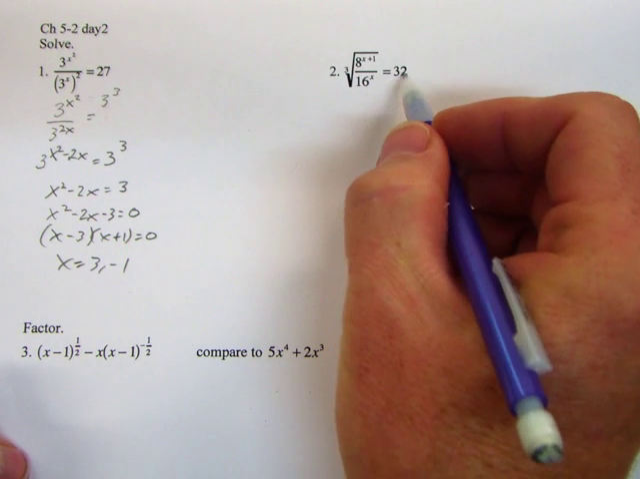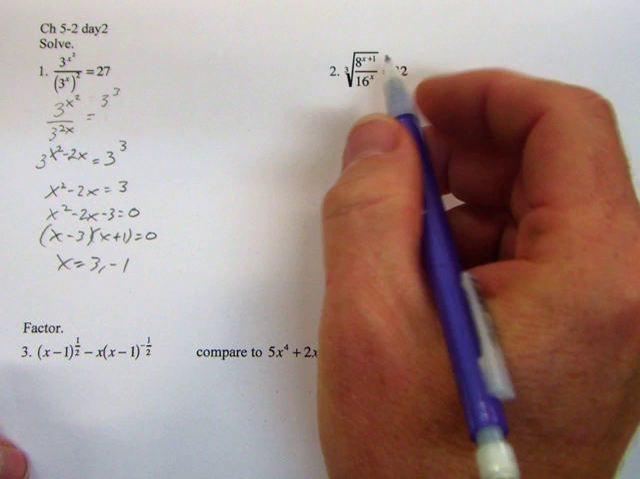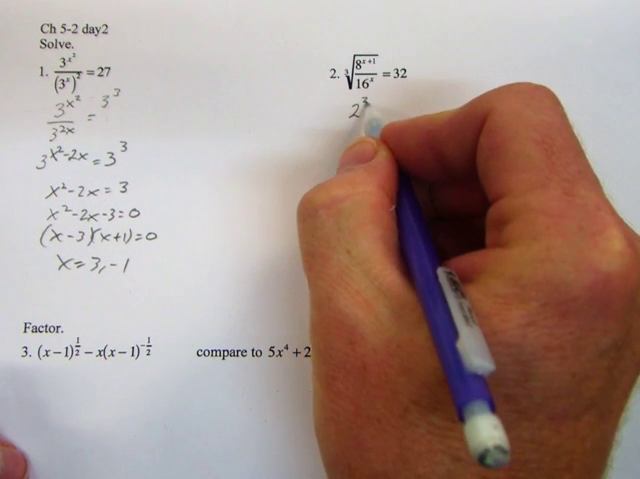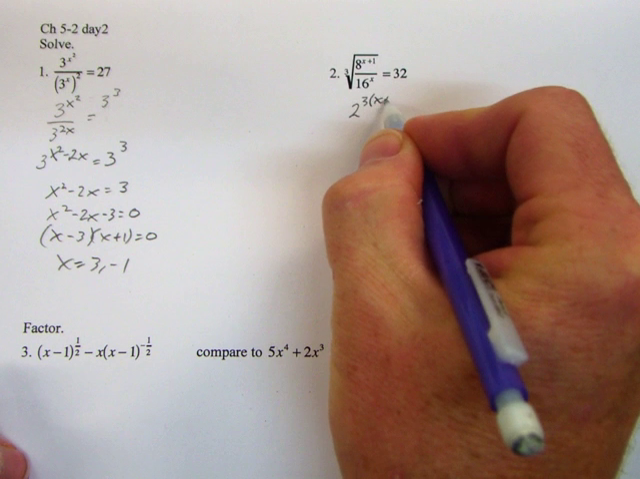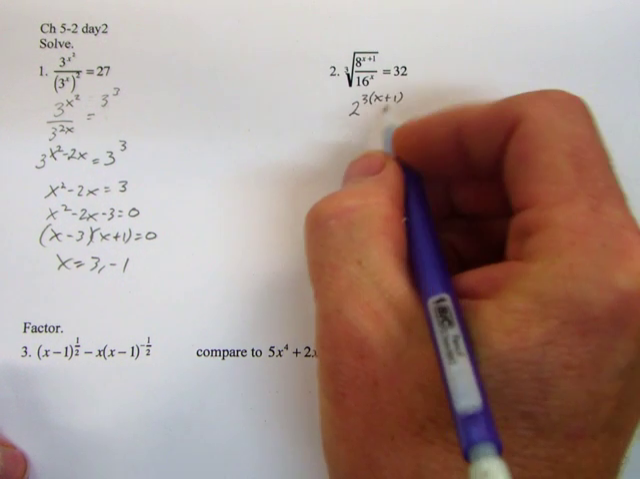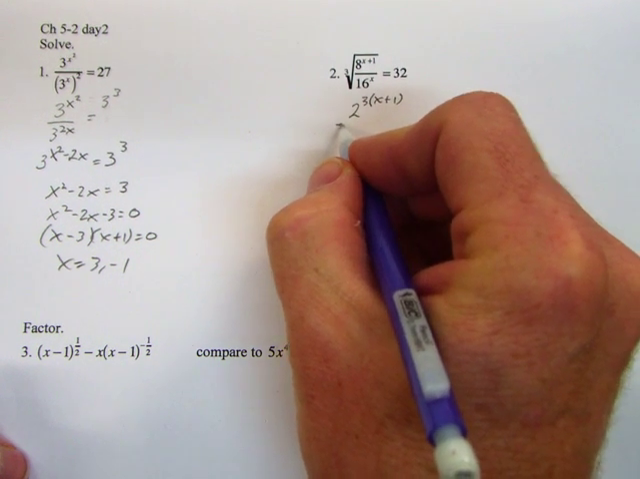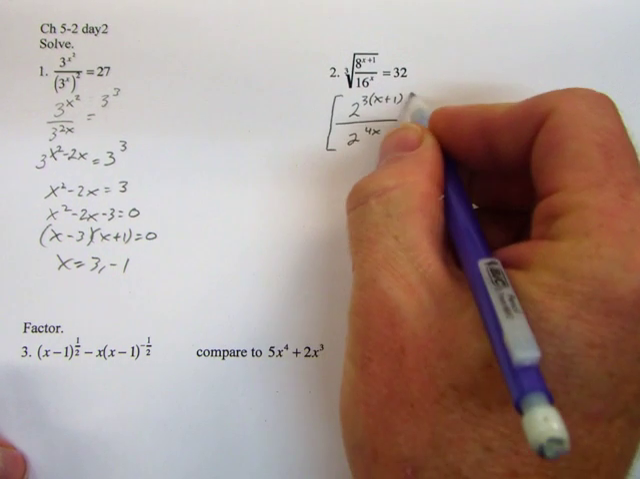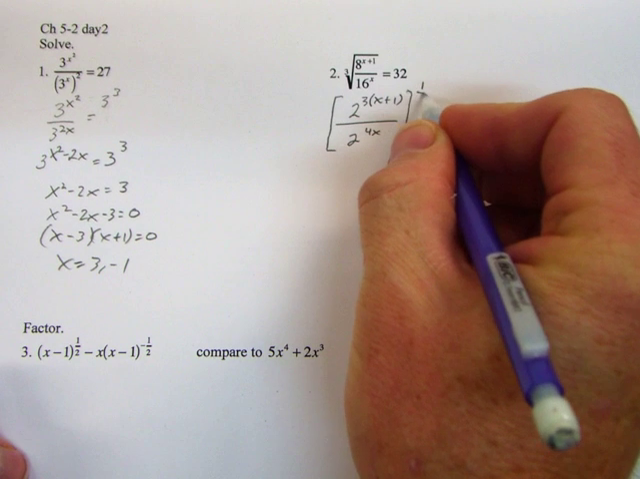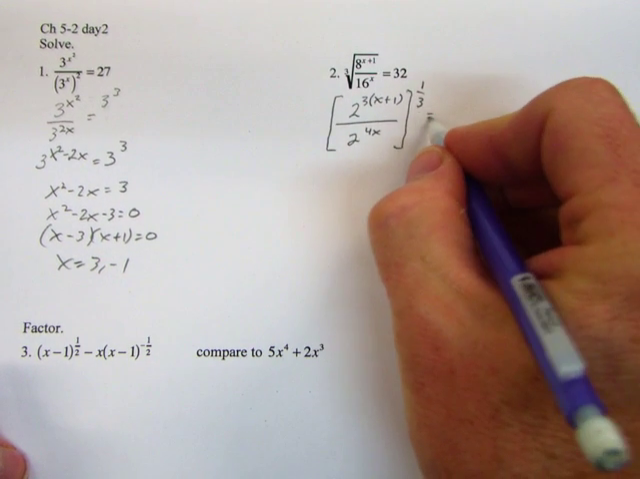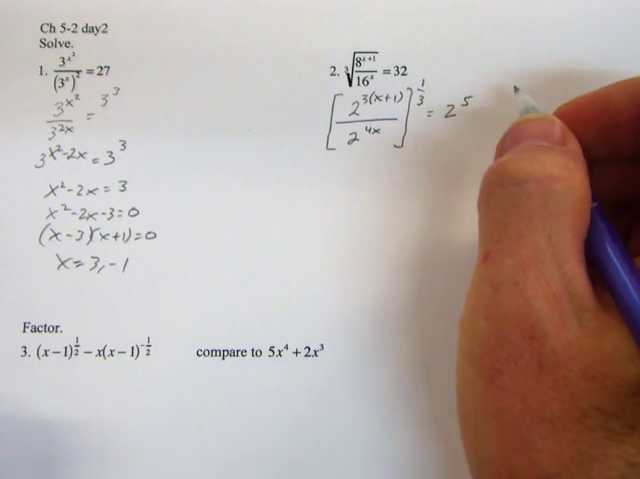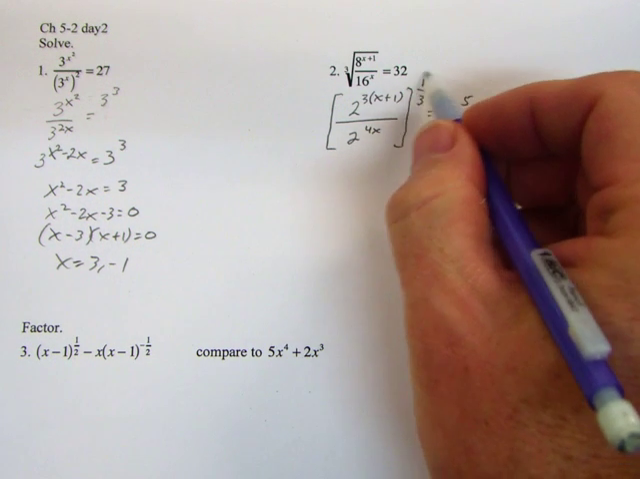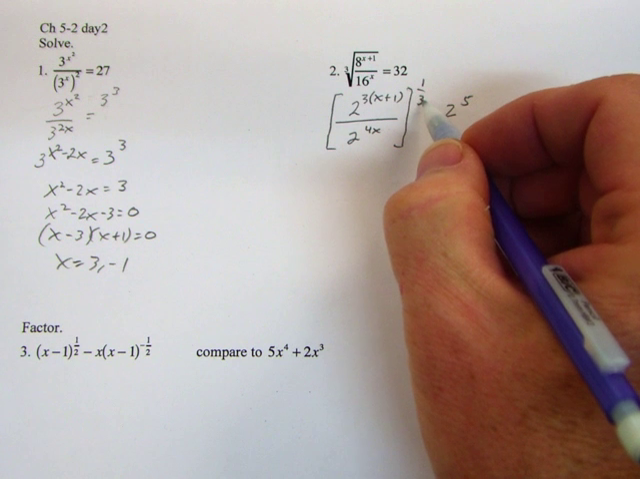We have 8, 16, and 32 as our bases, so we can write them all as a power of 2. So we have 2 cubed, and then we have, so it'd be 3 times the quantity x plus 1 over 2 to the 4x, and all of that is being raised to the 1/3 power equals 2 to the 5th. Now again, it's your choice on how you want to go about doing this. We have this 1/3 power here.